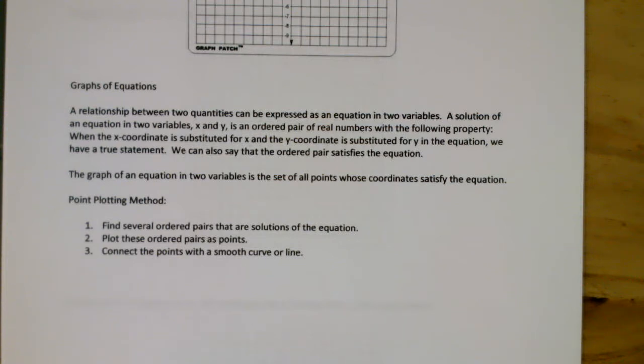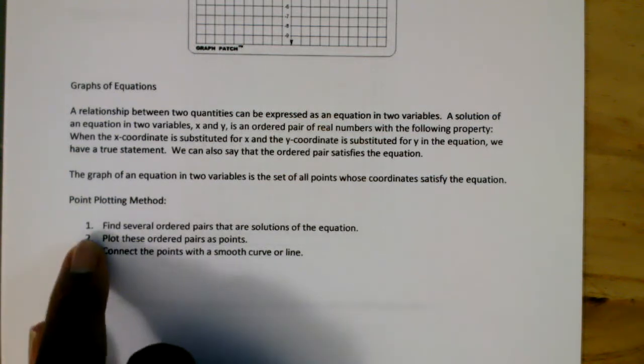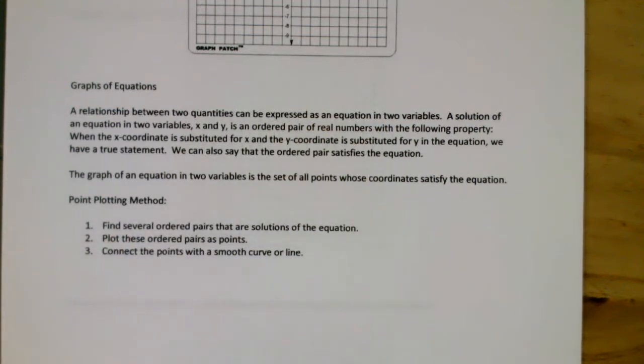So here the graph of an equation in two variables is the set of all points whose coordinates satisfy the equation. And here we're going to use the point plotting method to graph any linear equation. And that's going to be this. Here we're going to find several ordered pairs that are solutions of the equation. And then second, plot these ordered pairs as points. And then third, connect the points with a smooth curve or a line.